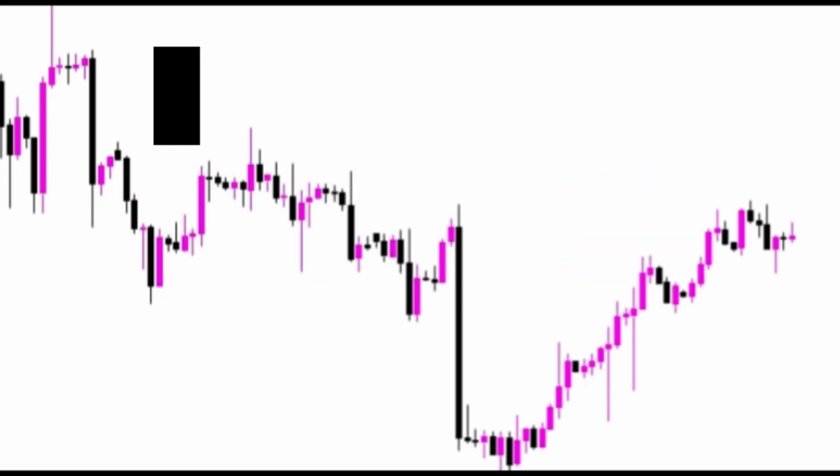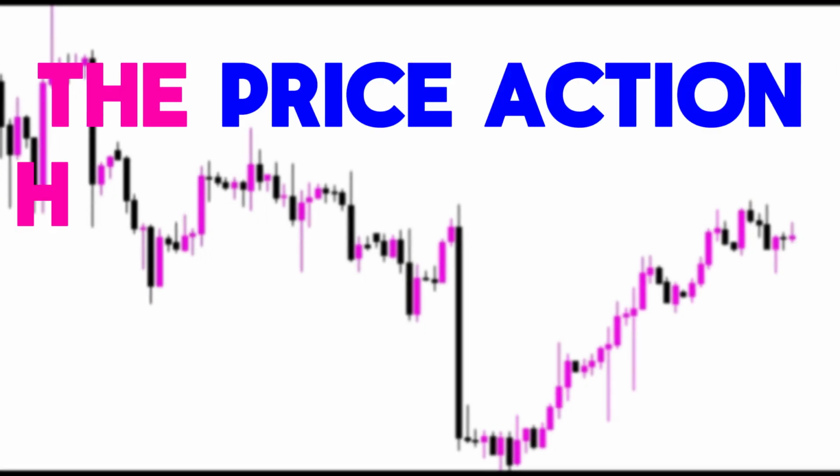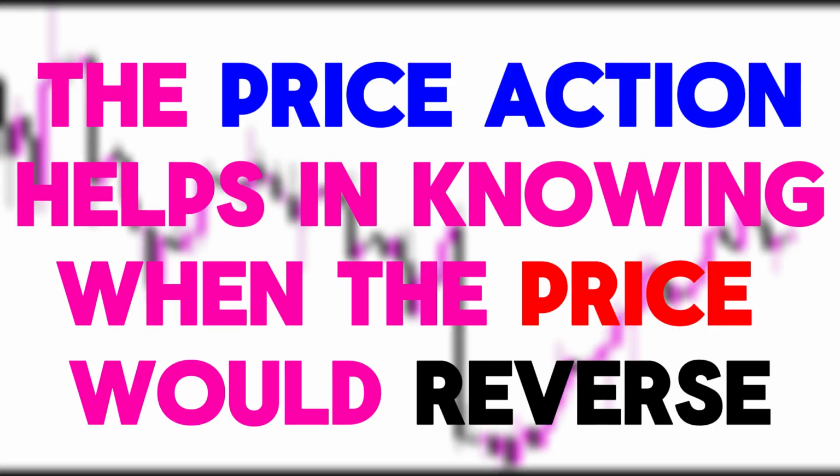Now let us first learn about the basics of price action. Price action helps us in knowing when the market would reverse, and also when the pullback would end.